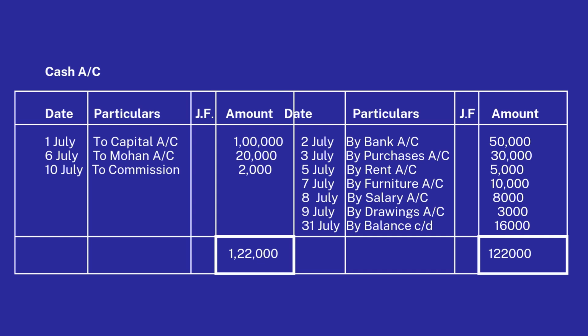Next we have by salary, 8,000 rupees for salary paid by cash. Next, by drawings account with rupees 3,000 as cash was withdrawn for personal use on 9th July. At last, totaling of both the sides are done and the difference amount is written as by balance carried down with amount 16,000 in credit side in this ledger account. Now, cash ledger account is completed.